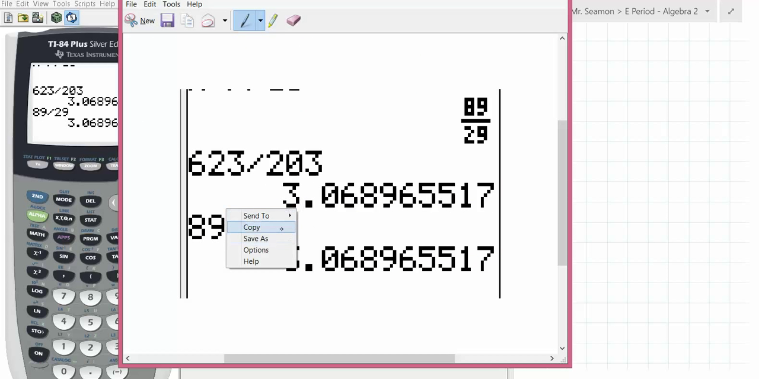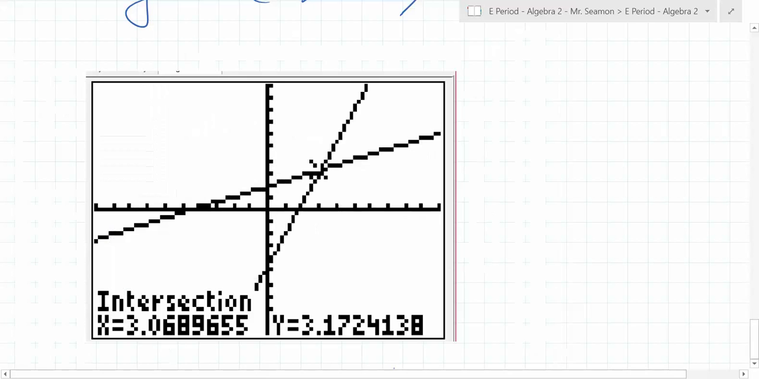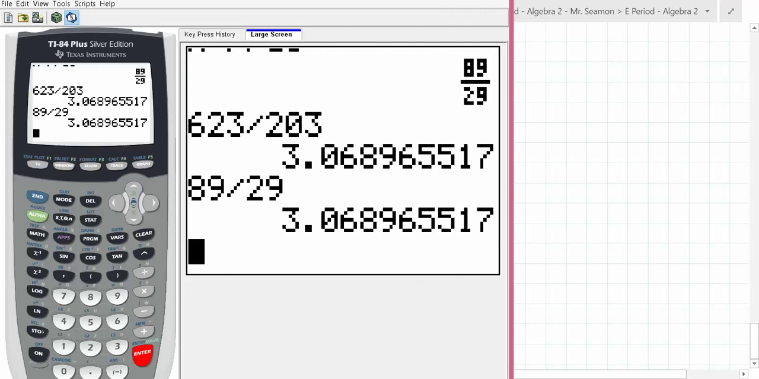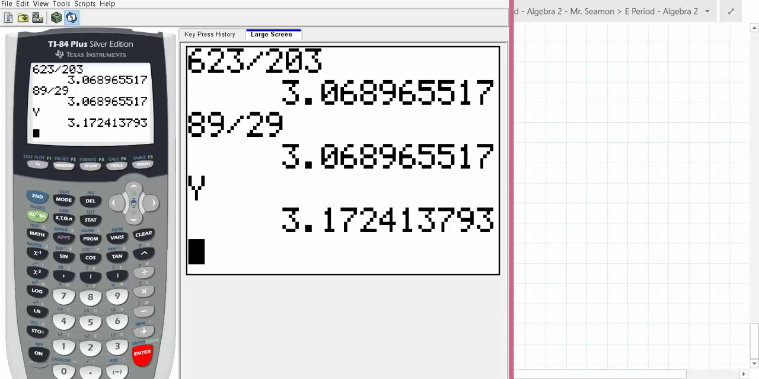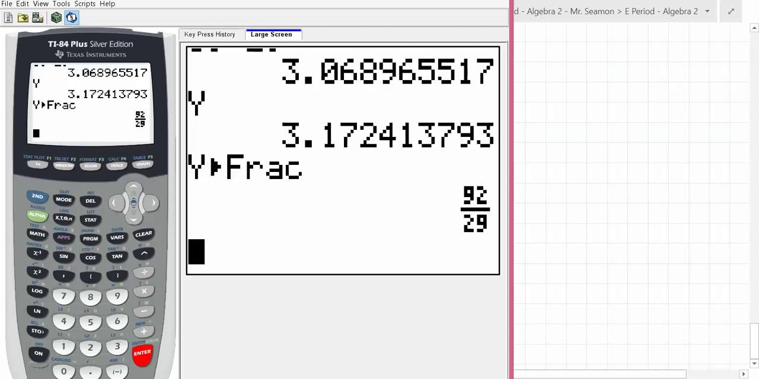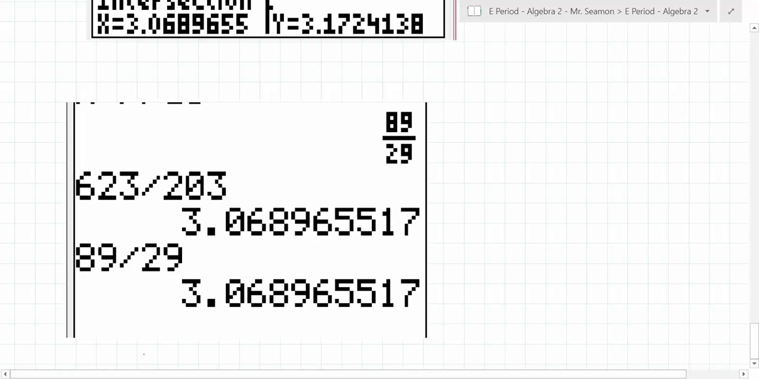Nice. Now, keep in mind, every time you do what I just did, it's going to overwrite the x value. So if we did this again for a different set of lines, it's going to save it as another x value. But do we still have y stored? So what's alpha y? And then we go to math, frac. Look what happens. 92 over 29.